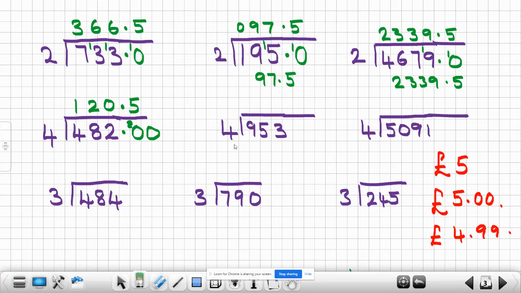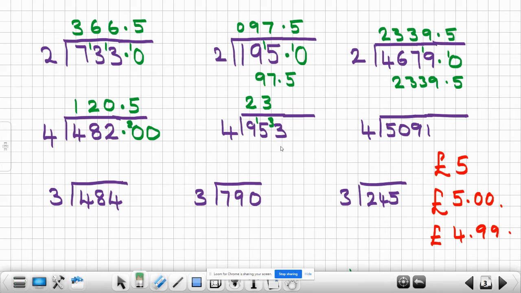953 divided by 4. So we're going to say 4s into 9 goes twice. 4 times 2 is 8. So we're going to get a remainder of 1. And then 4s into 15, that goes 3 times. 4 times 3 is 12. So we have a remainder of 3. I'm going to put that in front of this 3 to make 33.